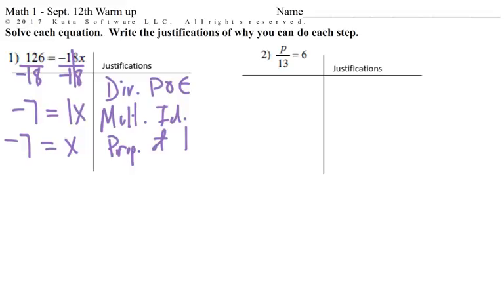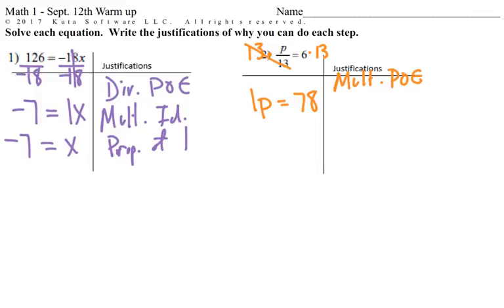So number 2 kind of has that inverse going on. We've got p divided by 13, so to get rid of that 13 on the bottom, we're going to do the inverse operation. We're going to times by 13. So that becomes 1 again, so we're left with 1p equals 6 times 13, which is 78. We can do that because of the multiplication property of equality.